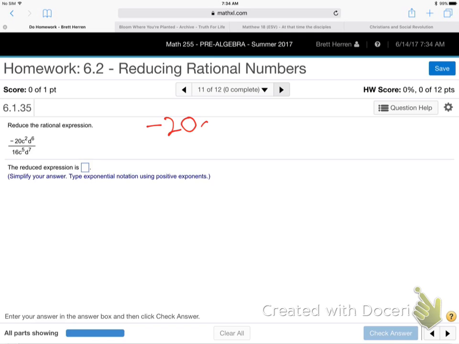Minus 20 c squared d to the, what is it, sixth over 16 c to the fifth d to the seventh. So try that one.